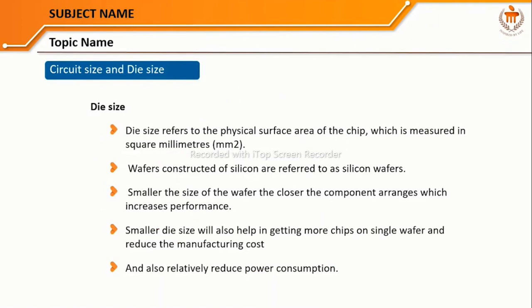Next one is die size. What is die size? Die size is a physical surface, and it can also be the area of a chip. When we go to the market, where we put the circuits, that is the die size. It is measured in square millimeters. It is first constructed from silicon, referred to as silicon wafers, and this wafer belongs to the die size.